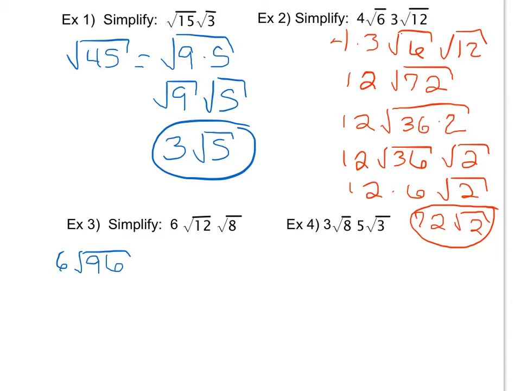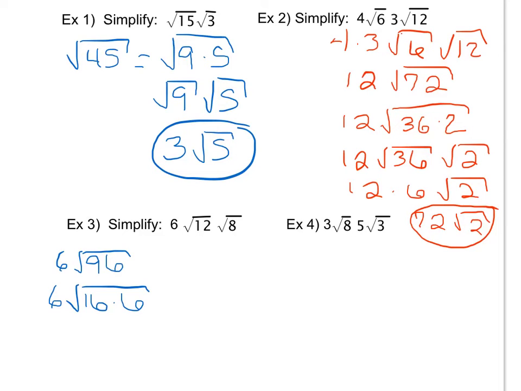From here, I'm going to ask myself, does 96 have any perfect squares? And if I try doing 96 divided by 16, I see that works. So I'm going to rewrite this as 6 times the square root of 16 times 6. Please remember that if you are saying, how in the heck am I supposed to know that 96 can be divided by 16? You don't necessarily have to know that. Use your calculator. Try it. 96 divided by 16. See if it works. See if you get a whole number.